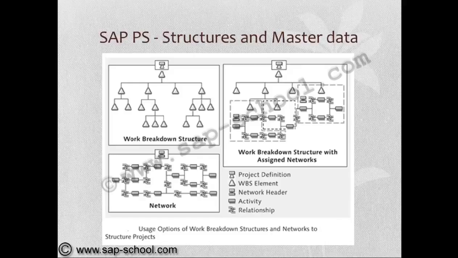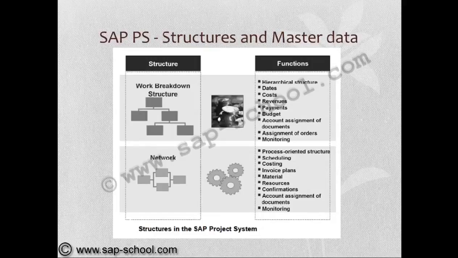So, the usage option of work breakdown structure and networks to structure projects, we can see under one project. The functions of these work breakdown structures are hierarchical structure, dates, costs, revenues, payments, budget, account assignment documents, assignment of orders, monitoring. And the functions of network: process oriented structure, scheduling, costing, invoice plans, material, resources, confirmations, account assignment of documents, monitoring. Now we can see in detail information of work breakdown structure.